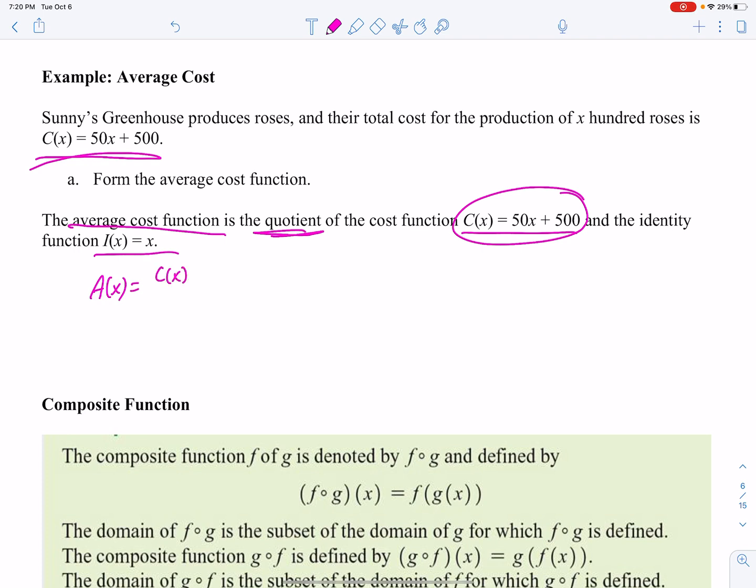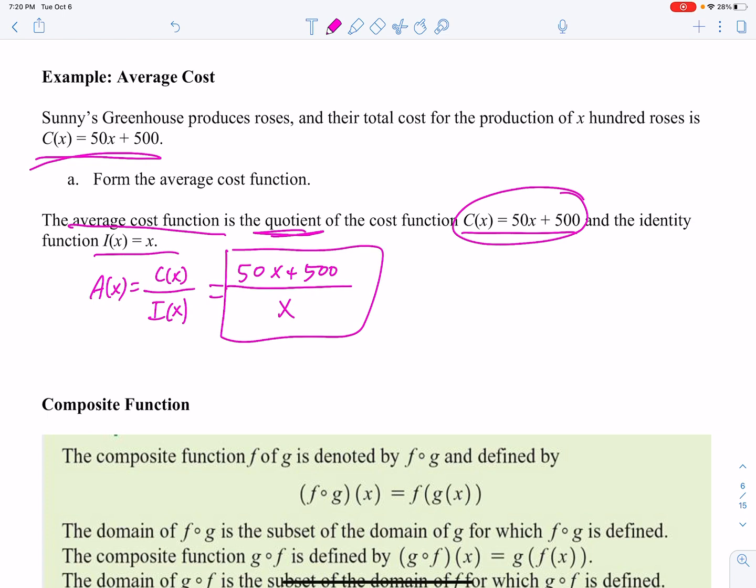So the average cost is the cost function over the identity function. Well, c of x was given up here as 50x plus 500, and I of x, the identity function, is x. And there we go. That's what they wanted. So if they want to know the average cost, they just basically take the cost divided by the number of items. That's it.